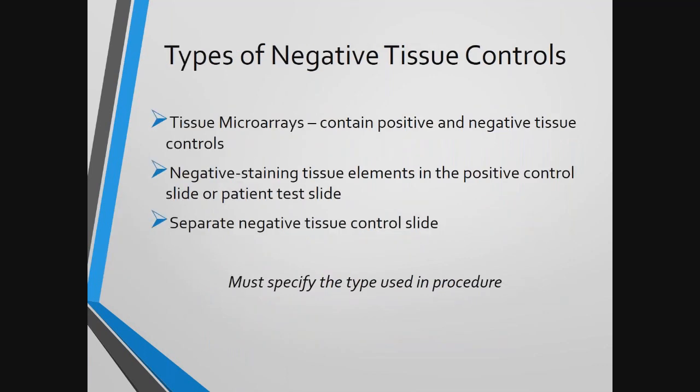So there are several types of negative controls. You have tissue microarrays, negative staining tissue elements in the positive control, patient tissue that is used as a negative control, or a tissue control that stains negative. Whatever choice you utilize must just be specified in the IHC procedure. All three of these options are acceptable options to use for your negative tissue control.